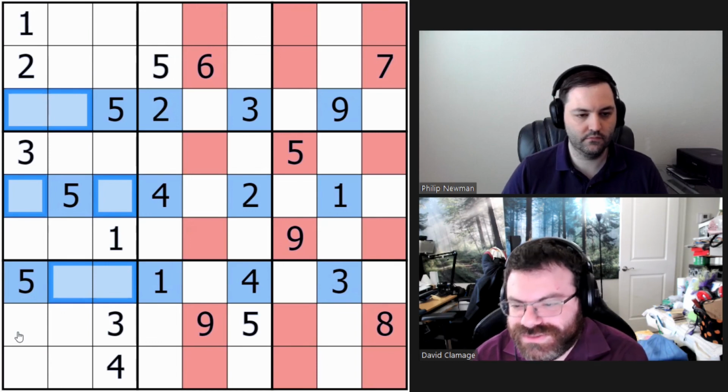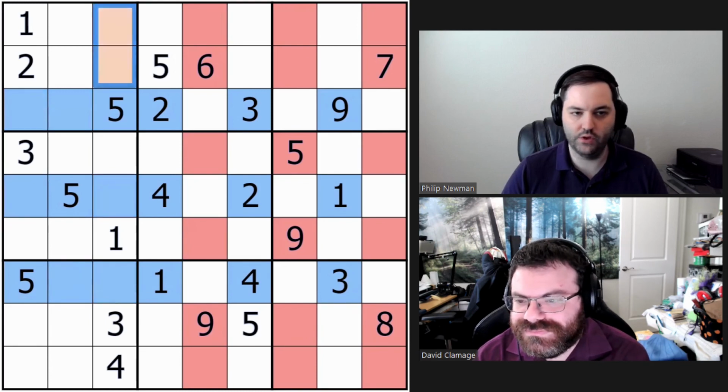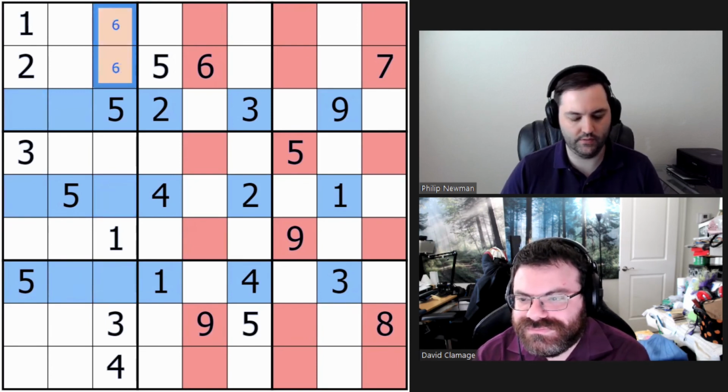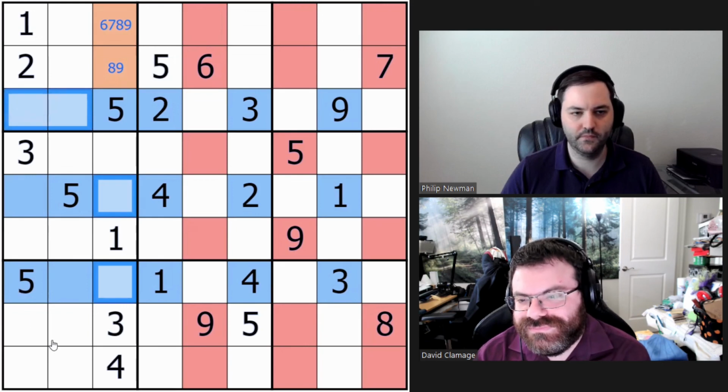Are we going to have to use the base cells? I'm going to use the base cells. So whatever's in these cells, which we know are from 6, 7, 8, 9, can't be in these. Right. Can't be in these. But we know there's a 6, 7, 8, 9 in blue somewhere.